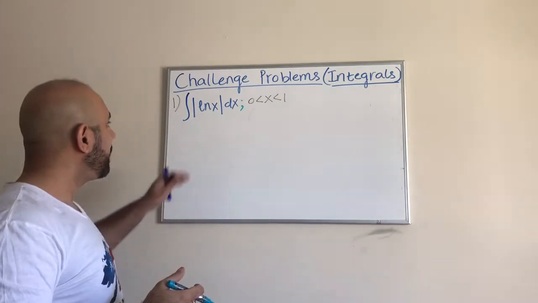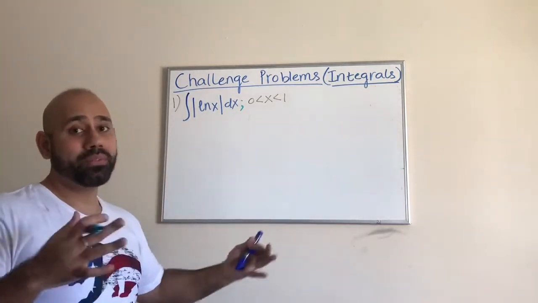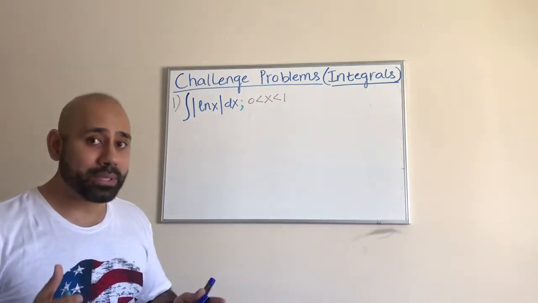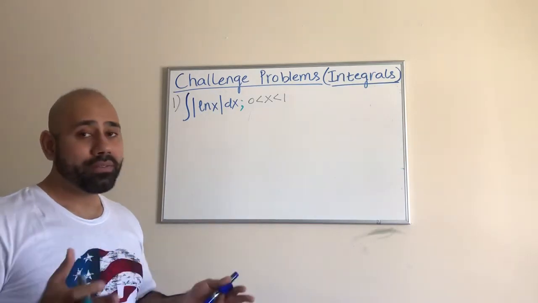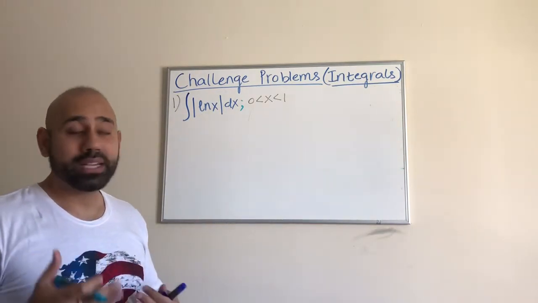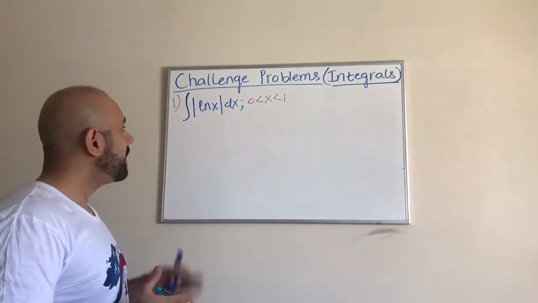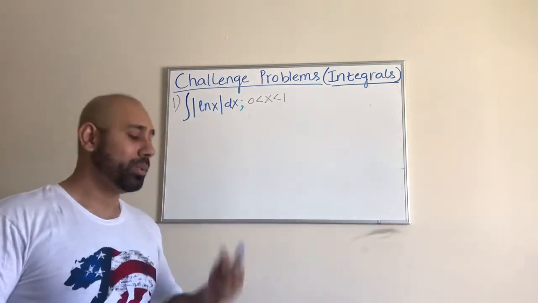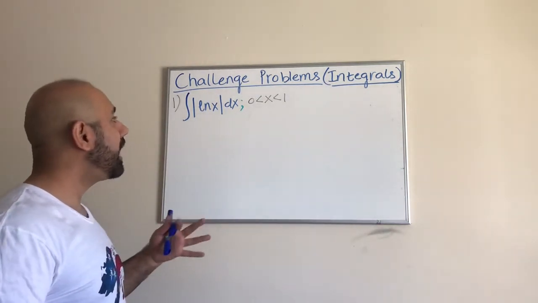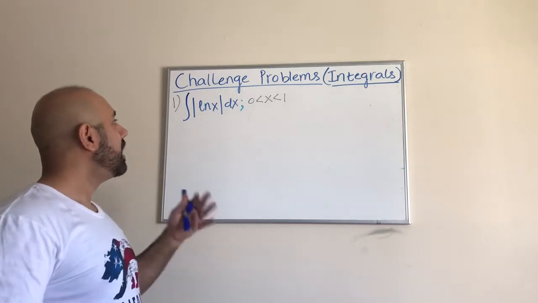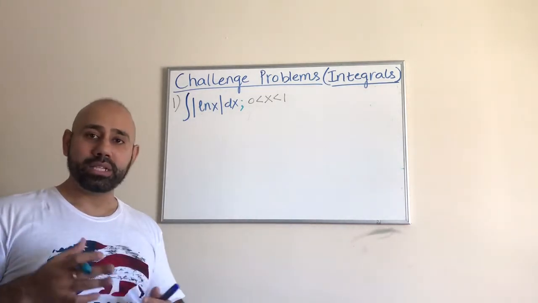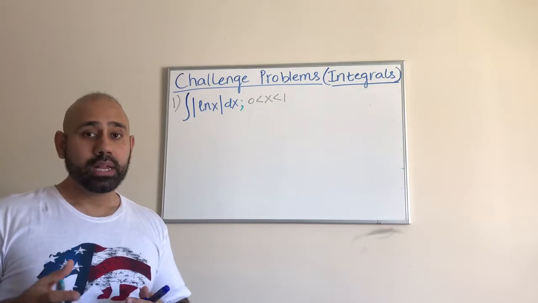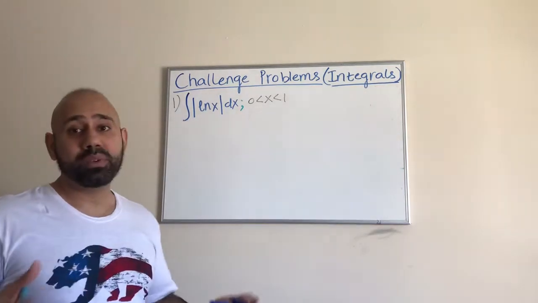In order to actually evaluate this, there's no direct way of evaluating something which has an absolute value with it. If it did not have an absolute value, it was easy. We have already done it, or we could do it right here as well. But let us see how to handle this absolute value. The first thing that I would suggest everybody do is look at the nature of this log function when x is restricted between 0 and 1.